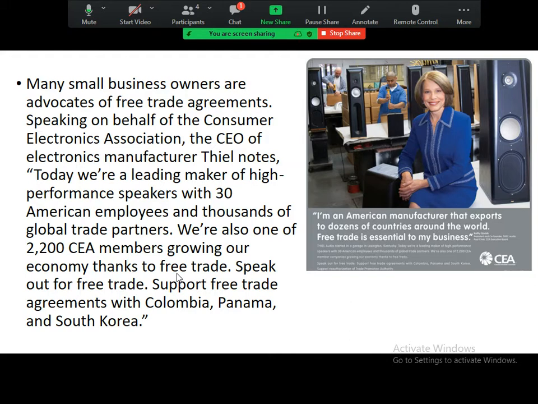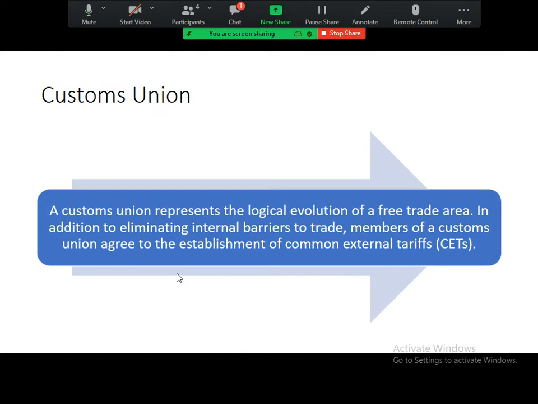In October 2011, the United States Congress finally ratified the long delayed FTAs with South Korea, Panama, and Colombia. So, this was the exhibit that talks about this. So, this was about the free trade area, FTA. Now, we will talk about the concept of customs union.